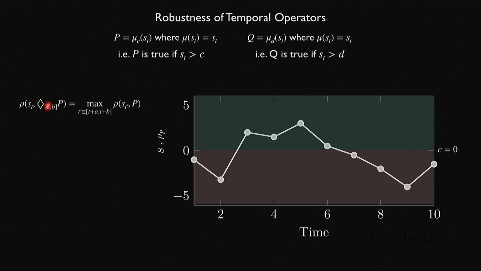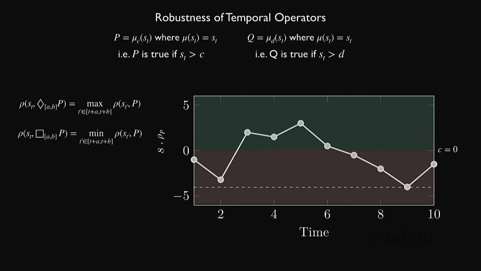Okay, so now let's say we have this eventually operator that we want to define our robustness over. P eventually needs to be true. Since we only need it to be true at one time step, we get to take a maximum, so we're picking the best case. We're going to end up picking this point here, the one with the highest robustness by itself.